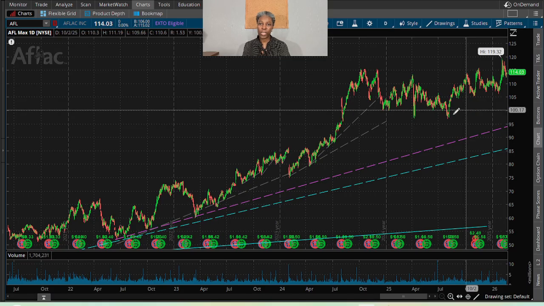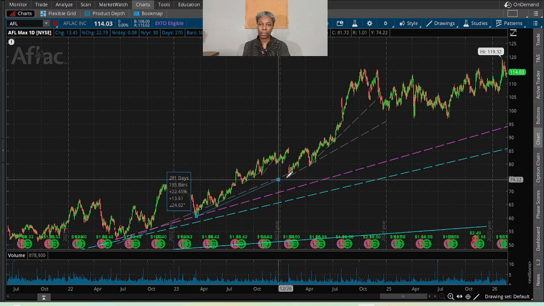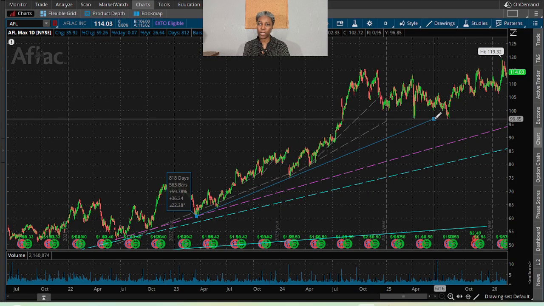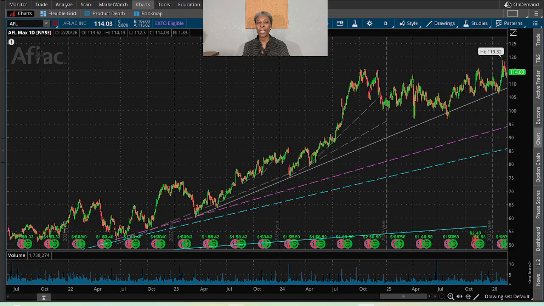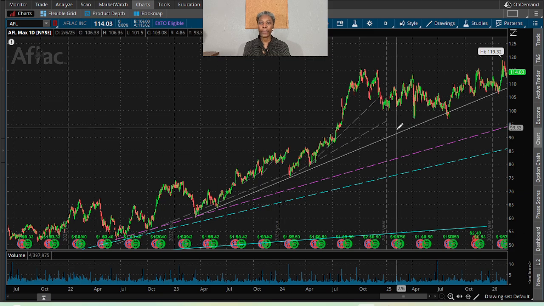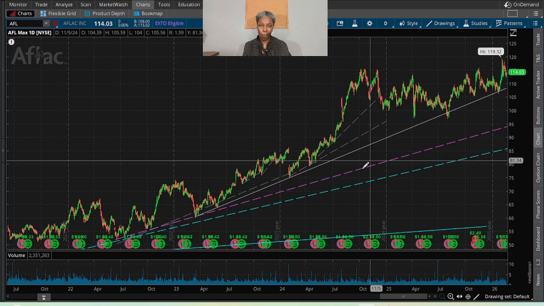So just by looking at this, we can then try to trace another line connecting those obvious V's to see where that will take us. Yes, that will take us somewhere here. So that could be the support line that is climbing right now.